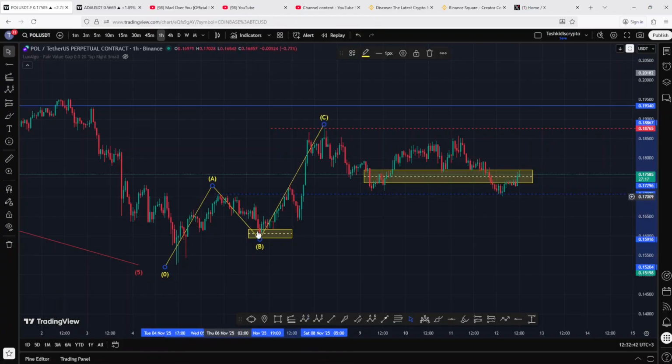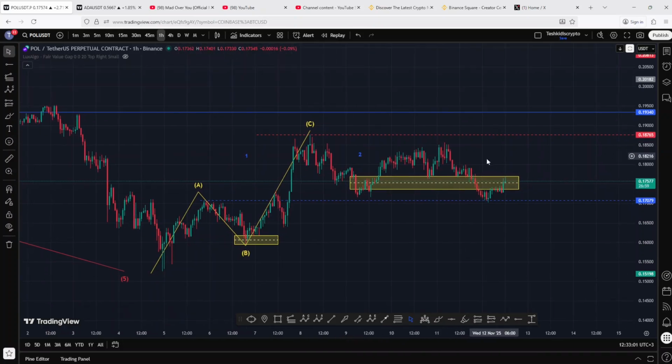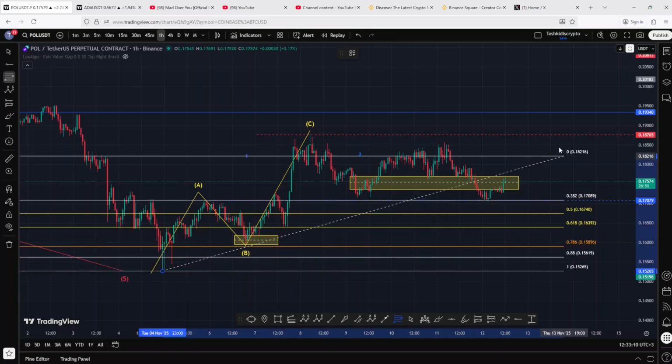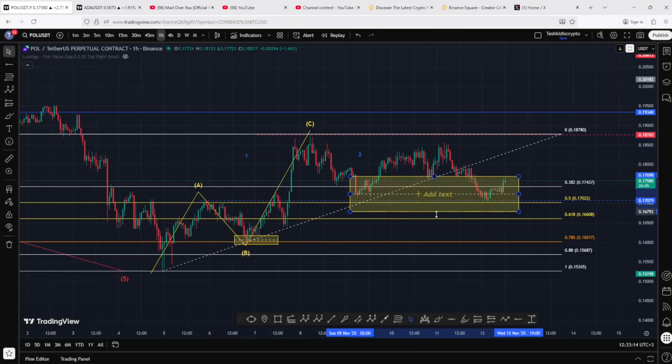And this ABC corrective structure right here could have now completed the formation of that first wave, and having seen the formation of that wave 1 as an ABC corrective structure, there's a very high chance that this movement right here is the formation of a second wave. The minimum target areas for that wave 2 can be given by connecting the fibs from the lows we made in that first, that is the wave A, all the way to the highs we made in that wave C.